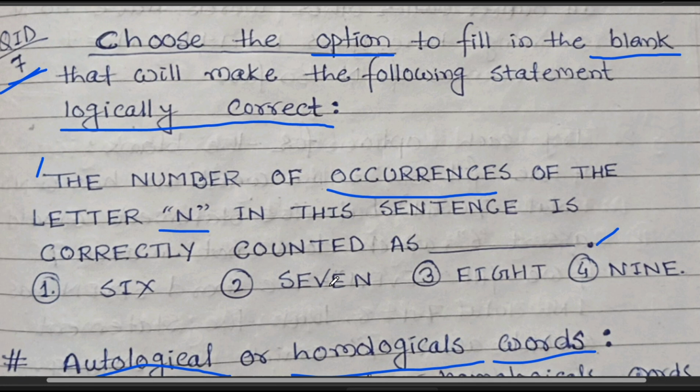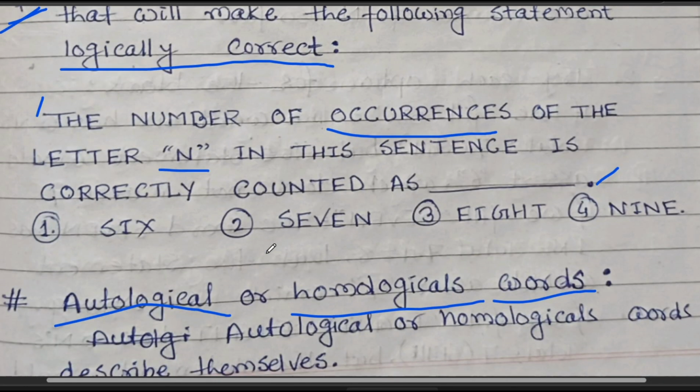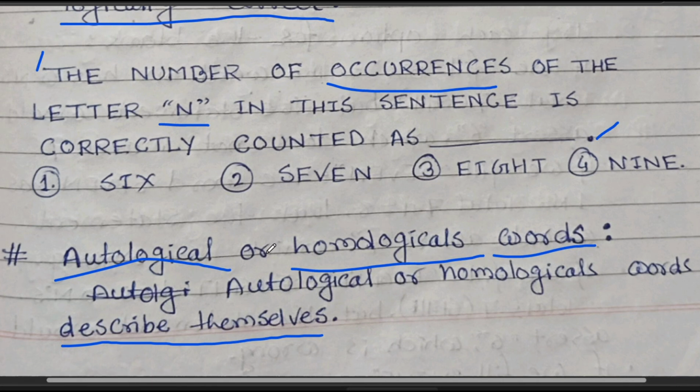Before solving this, firstly we have to know some basics of this type of question, and then we will try to solve. Autological or homological words. What are those? Autological or homological words or sentences are those that describe themselves. That is called autological or homological.